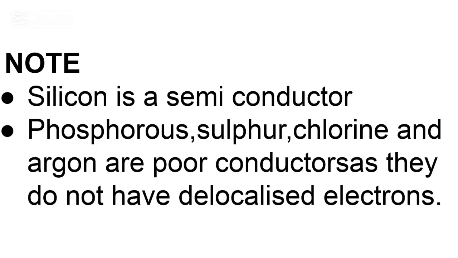Now, something to note which we had not noted earlier is that silicon is a semiconductor. Phosphorus, sulfur, chlorine, and argon are poor conductors as they do not have delocalized electrons in their structures. So it is important to note that.